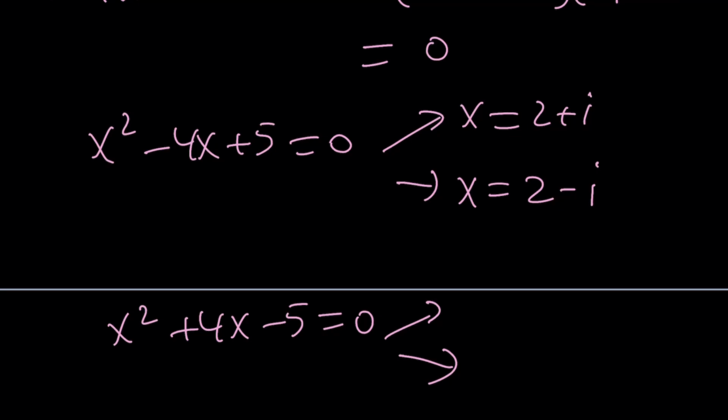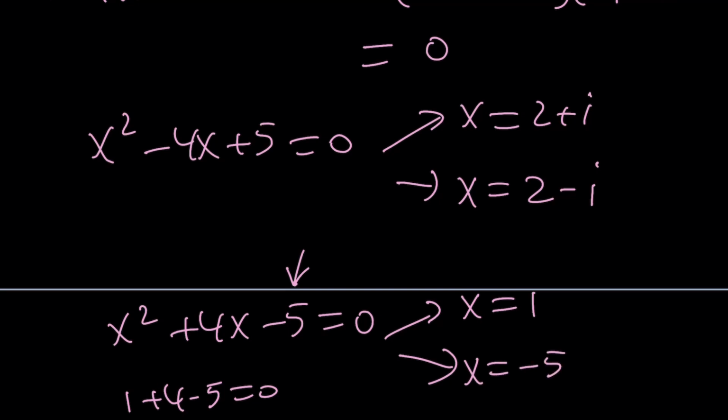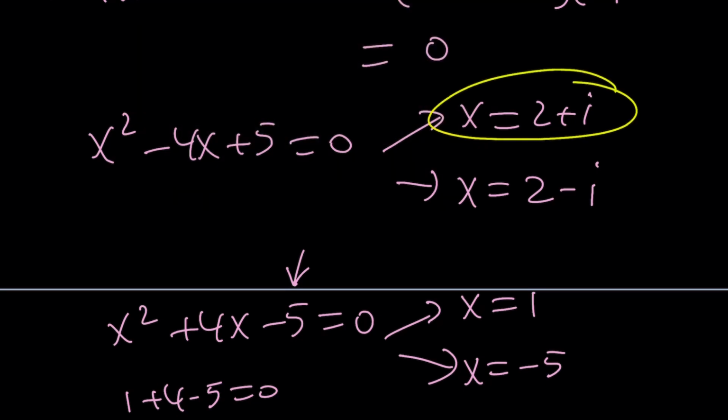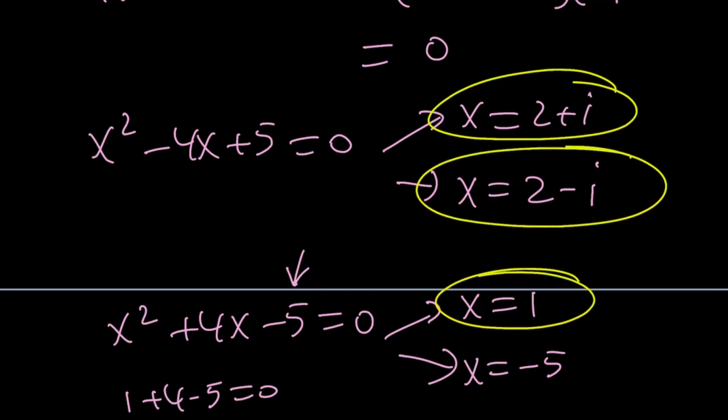And in this case, 1 plus 4 minus 5 is equal to 0, which means x equals 1 is a solution. And the other solution, you can use Vieta's formulas. The product is -5, or whatever you use. Either the quadratic formula is fine, and you get -5. So we got 4 solutions. It's a quartic. 2 of them are real, 2 of them are not real, but we found all the solutions. Can a quartic have more than 4 solutions? Not a polynomial one. Okay? Makes sense?